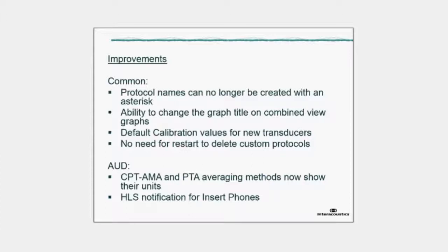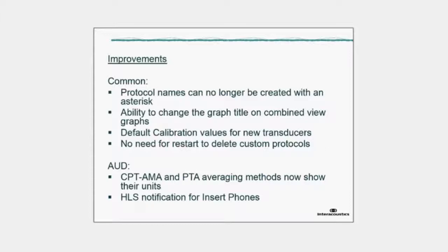Within the ORD module, we've now implemented units, so it displays what values are actually shown against the CPT AMA and PTA averaging methods, which is shown in audiometry. And we've given better handling via a notification for the hearing loss simulator when it's launched with incompatible transducers, i.e. insert phones.